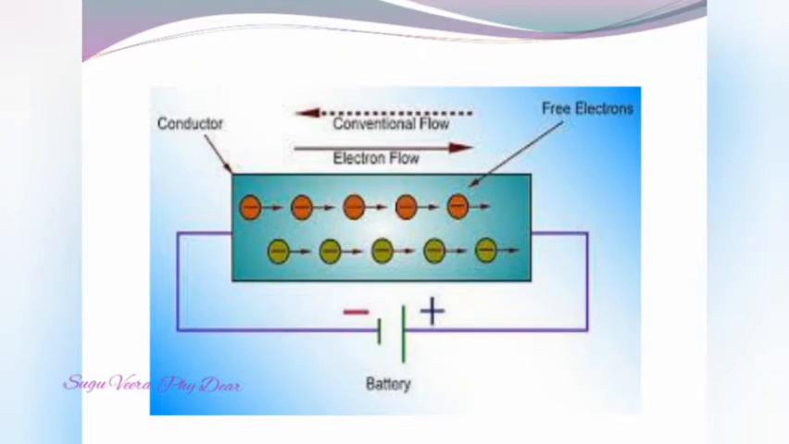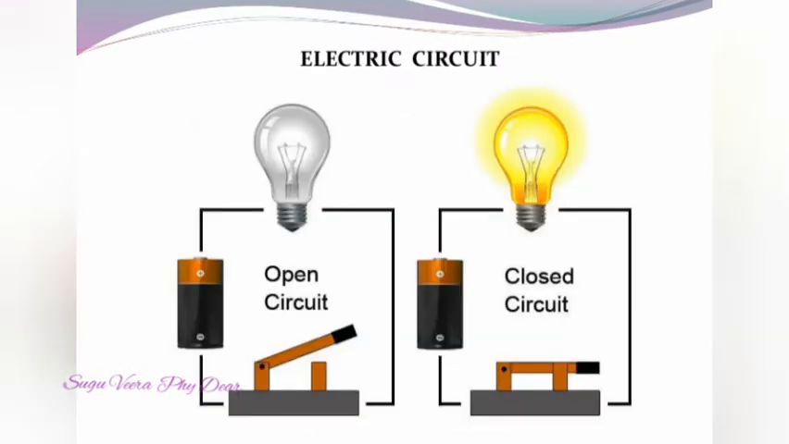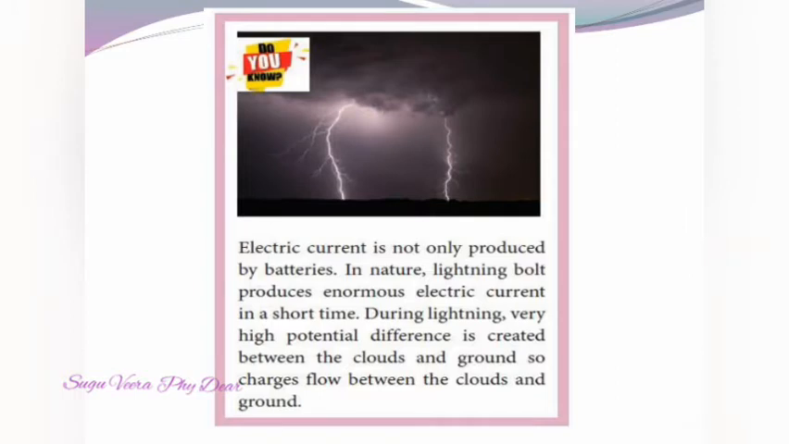The first electric circuit is an open circuit, so there is no flow of current and no glow of the bulb. The second circuit is a closed circuit, so there is flow of current and the bulb glows. Do you know electric current is not only produced by batteries? In nature, a lightning bolt produces enormous electric current in a short time. During lightning, a very high potential difference is created between the clouds and ground, so charge flows between the clouds and ground. Here, ground means earth.